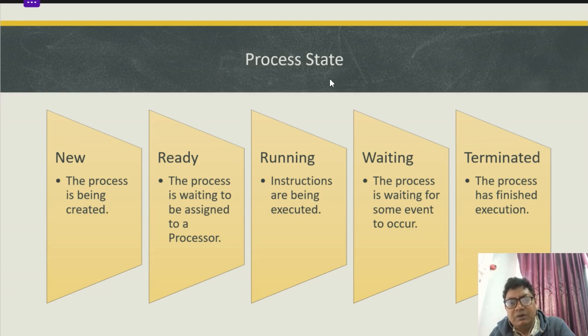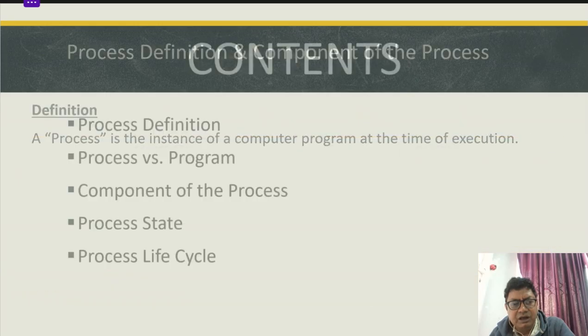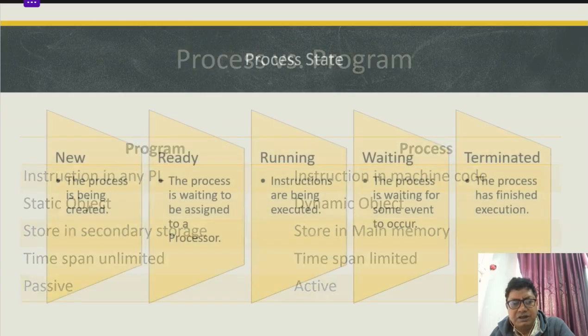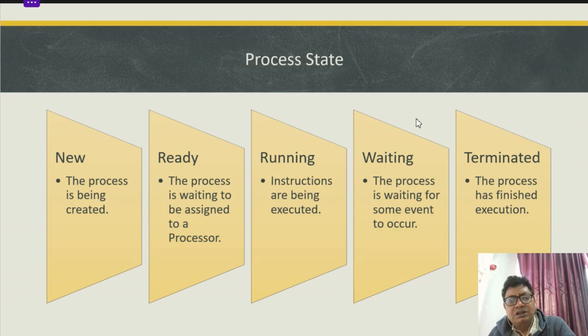Now I explain about the process state. If I go into our agenda, then the component of the process and process state. Now I said the process state. Process states are new, ready, running, waiting, terminate. Okay. New means when a process is created.